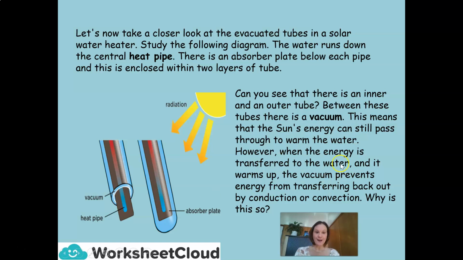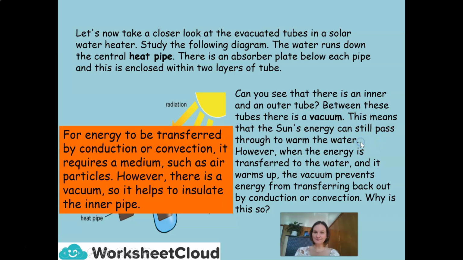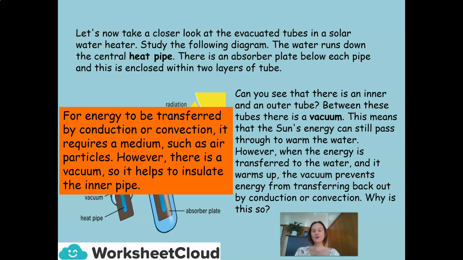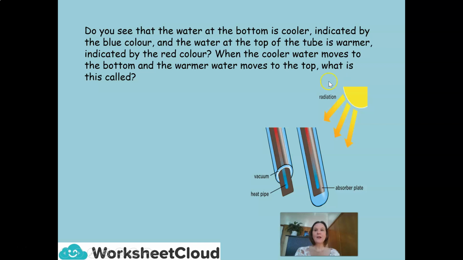Why is this so? Remember our last lesson on conduction and convection and radiation? For energy to be transferred by conduction or convection, it requires a medium, such as air particles. However, there is a vacuum, so it helps to insulate the inner pipe. Do you see that the water at the bottom is cooler, indicated by the blue color, and the water at the top of the tube is warmer, indicated by the red color?